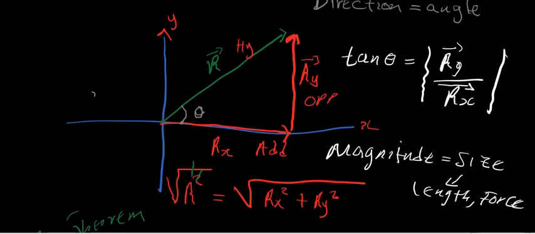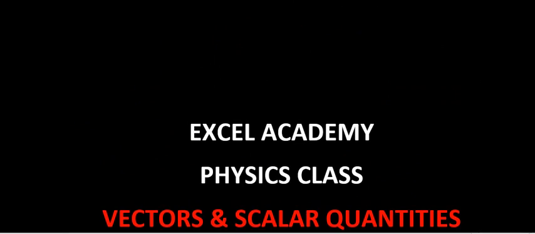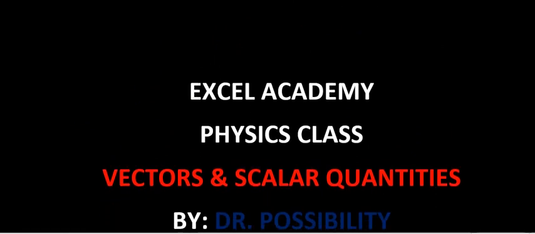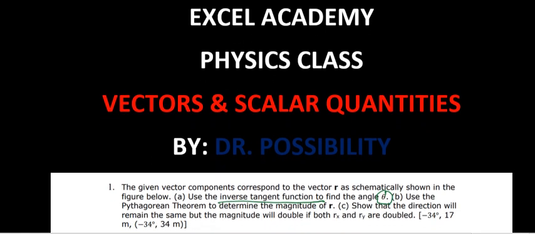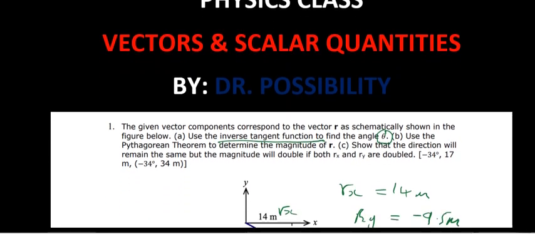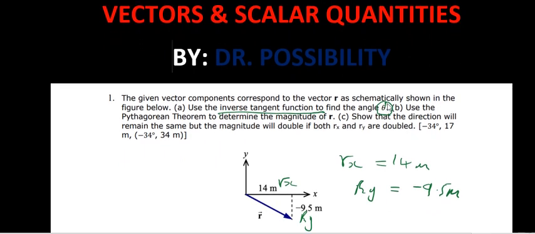Let's go on to C. Let's check out the third part. So what is the third part saying? The third part is saying show that the direction will remain the same, but the magnitude, which is the size, will double if r and x are doubled. So what they are simply saying is, what will happen if we double this direction, whereby when we multiply it by 2, it will surely give us what?